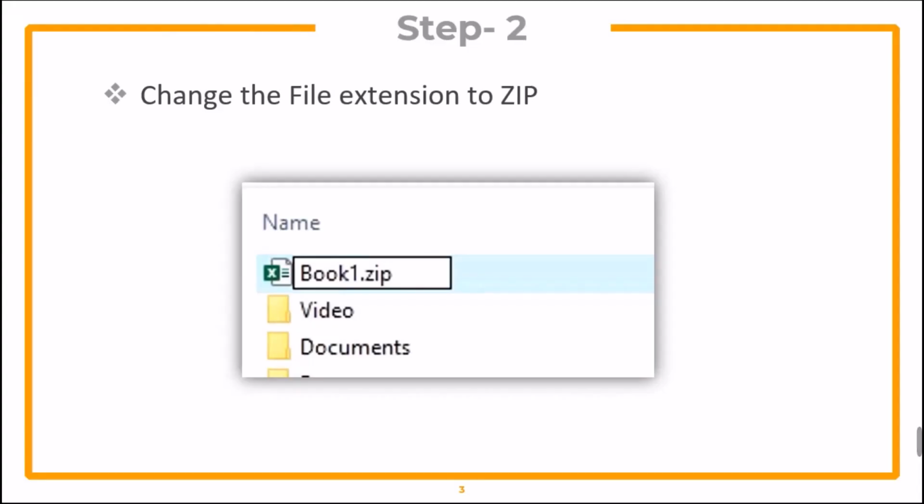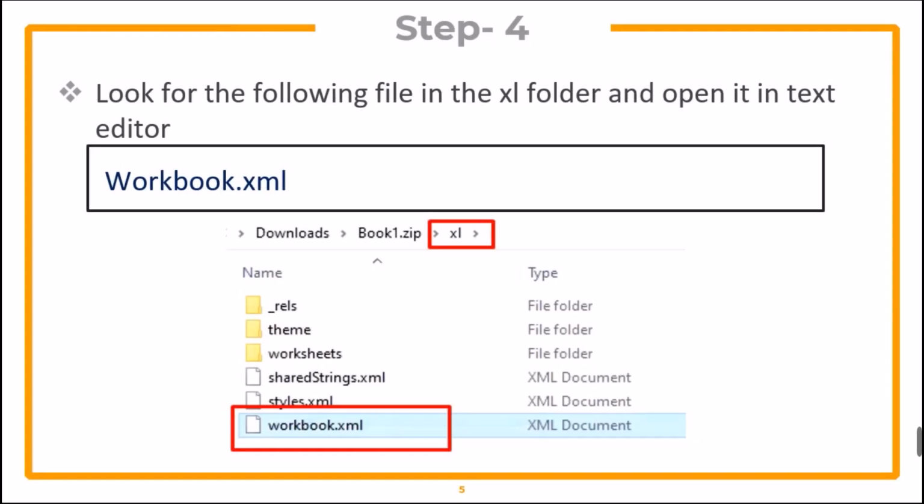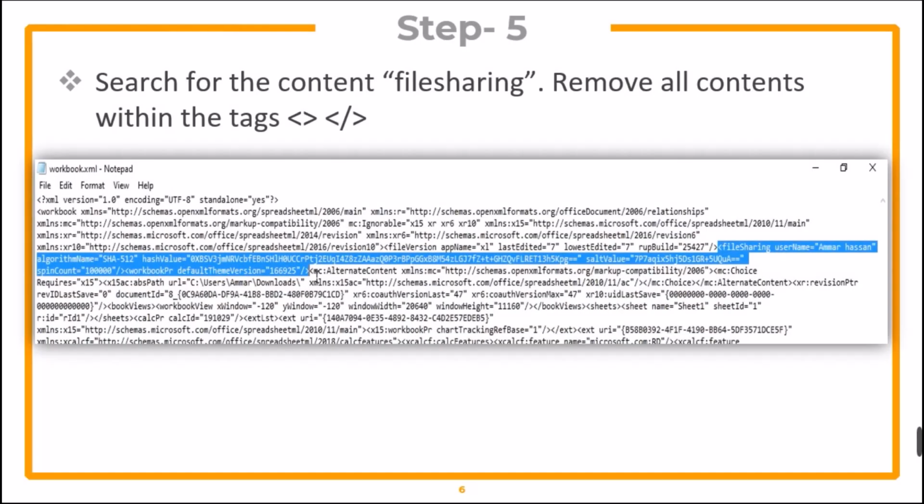Now change the file extension to a zip file. Open the zip folder in Windows Explorer or WinRAR. Now look for the workbook.xml file in the Excel folder and open it in a text editor. Now search for the content file sharing and remove all contents within the tag.